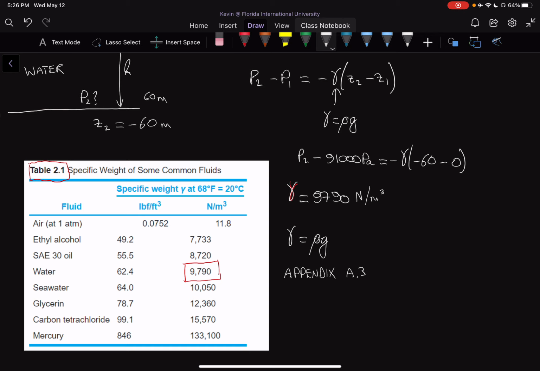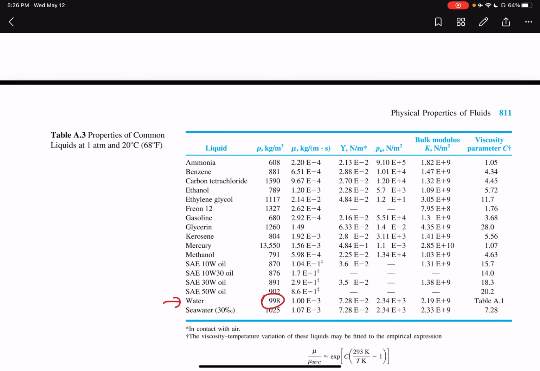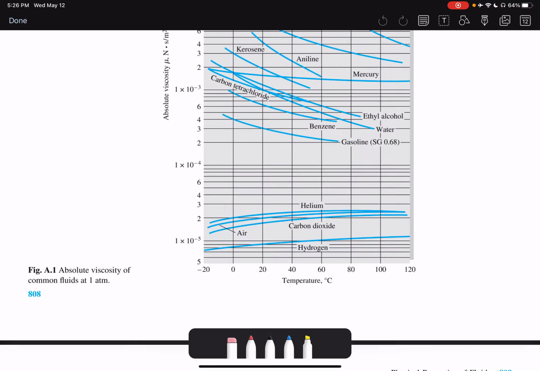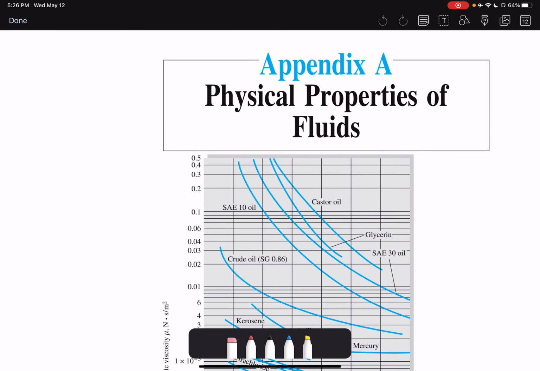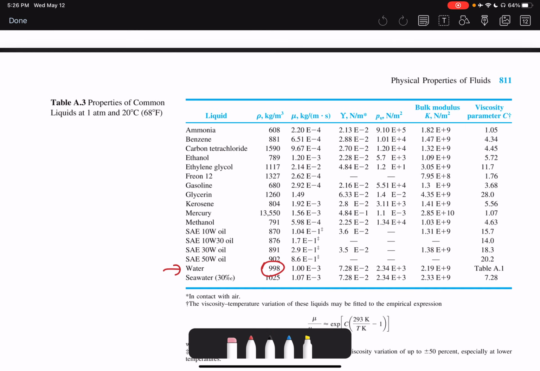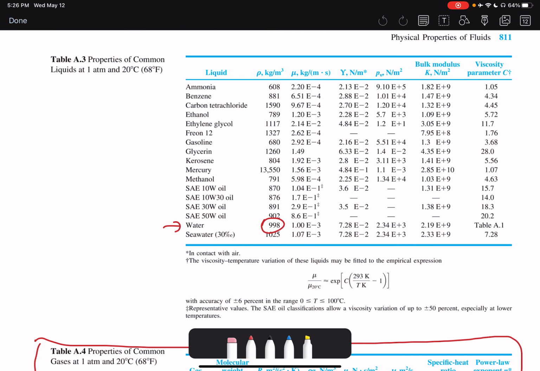If we go to appendix A3, the appendix looks something like this. We have physical properties of fluids in appendix A. If we go to A3, which would be on page 811, we see a bunch of different liquids, and we're told these are the properties of common liquids at 1 atmosphere and 20 degrees Celsius. We see that water has 998 kilograms per meter cubed, so we could use this technique as well.